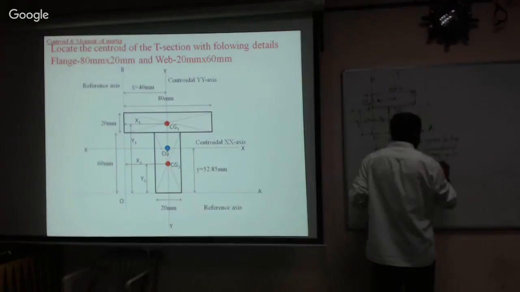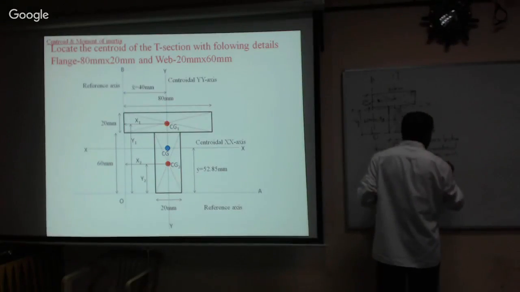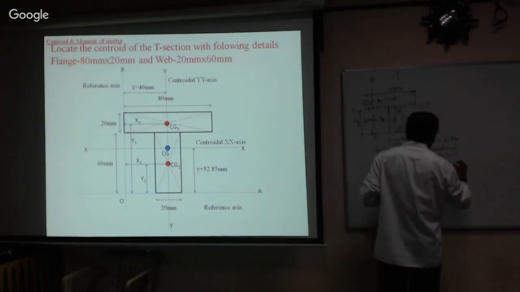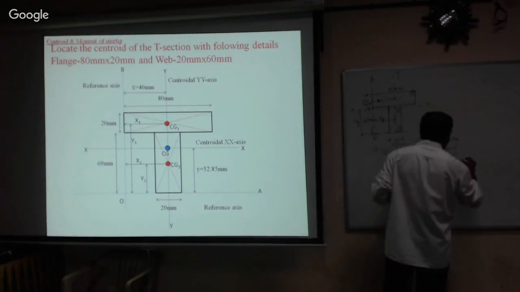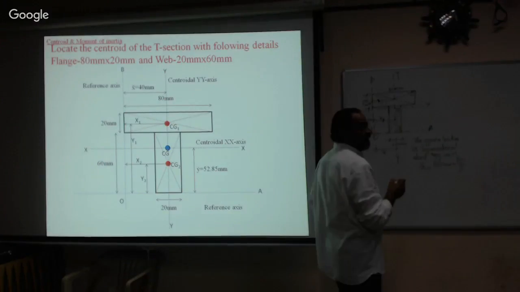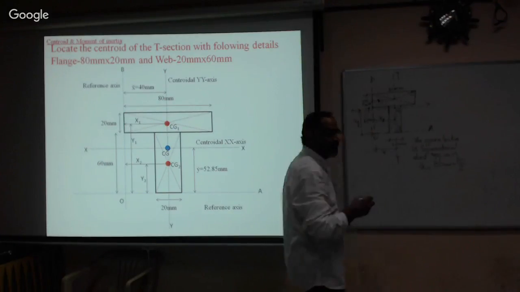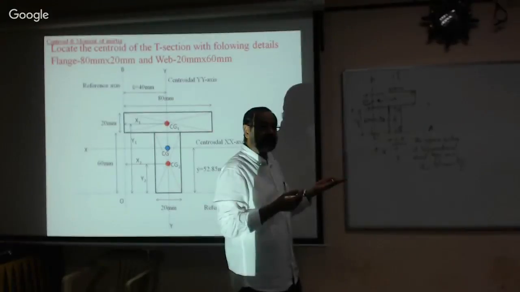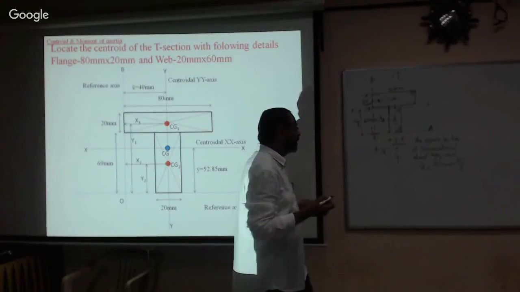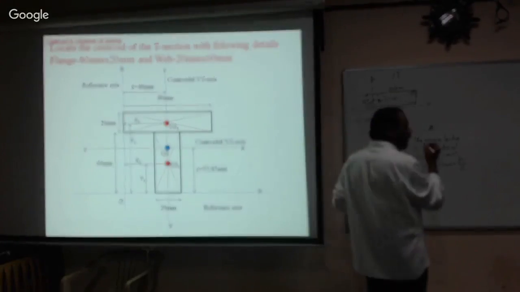X bar is equal to 40 millimeter. How did you arrive at it? 80 divided by 2, isn't it? That is 40 millimeter. It is not necessary to calculate it, but if you calculate it also, you will get the same answer. Now let us check how it is possible.